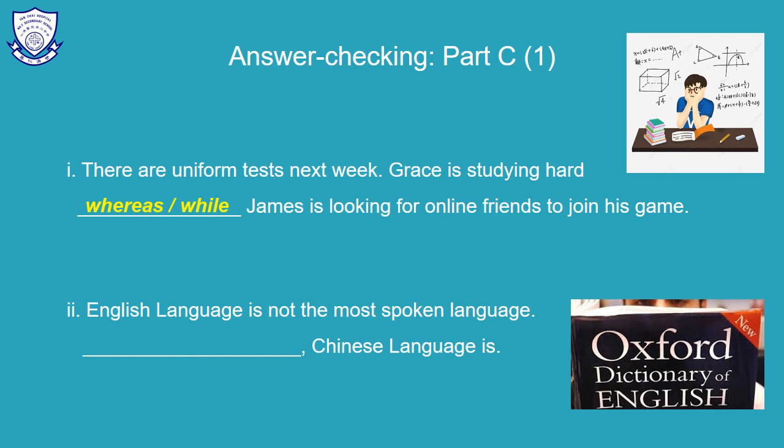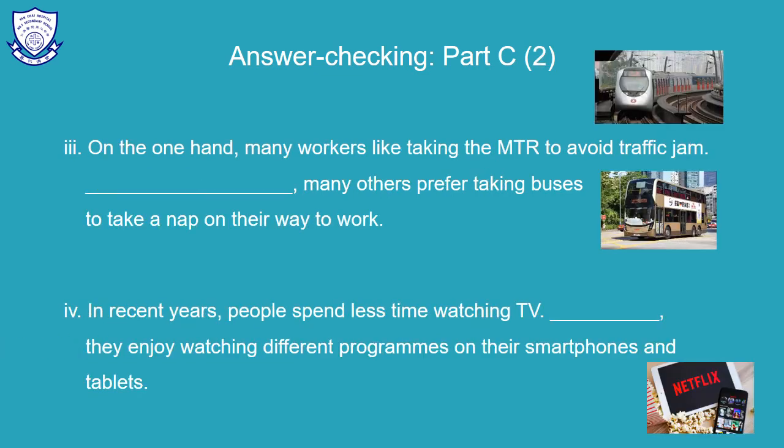Sentence number two. English language is not the most spoken language. On the contrary, Chinese language is. Sentence number three. On the one hand, many workers like taking the MTR to avoid traffic jam. On the other hand, many others prefer taking buses to take a nap on their way to work.